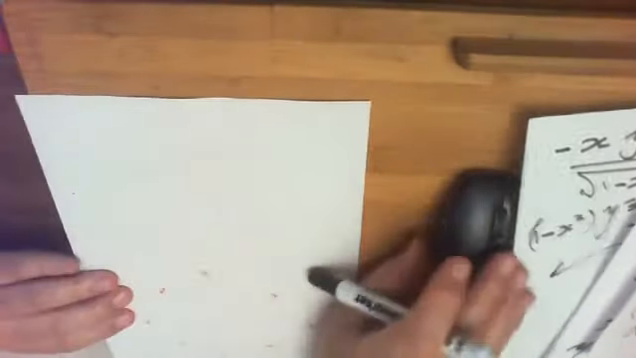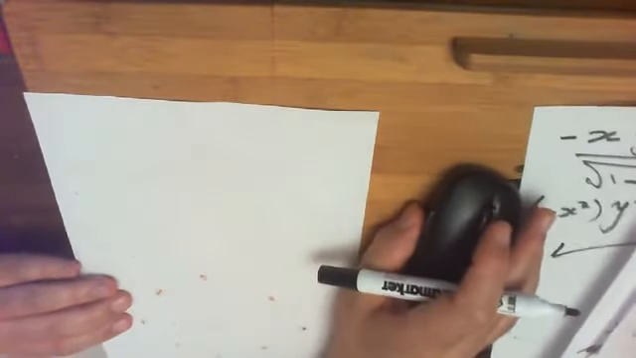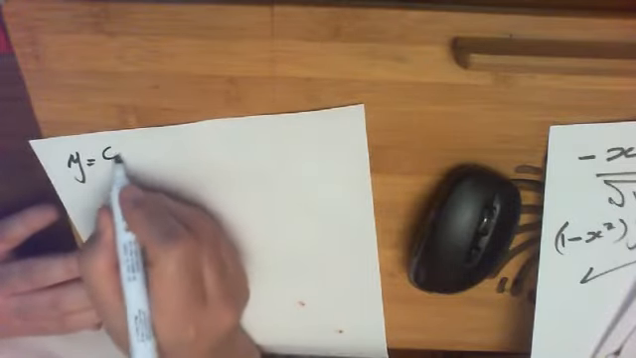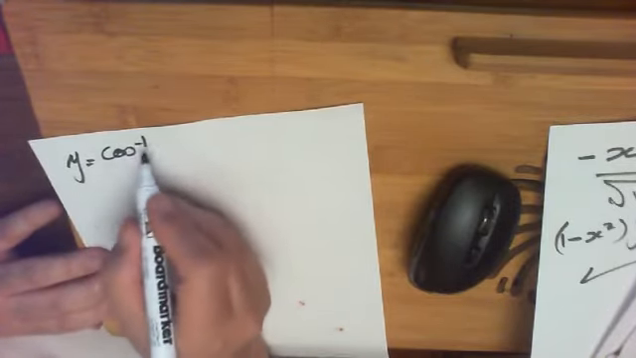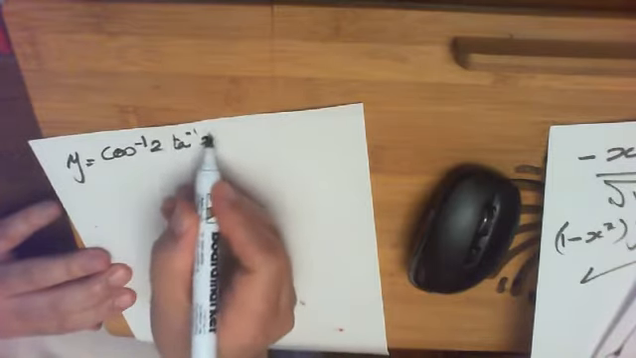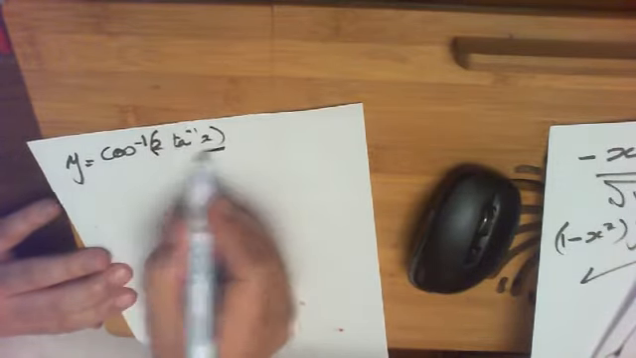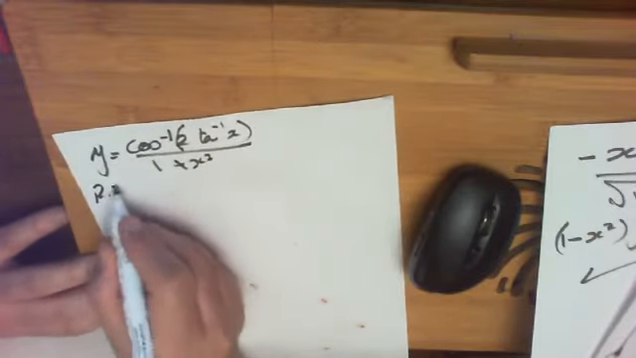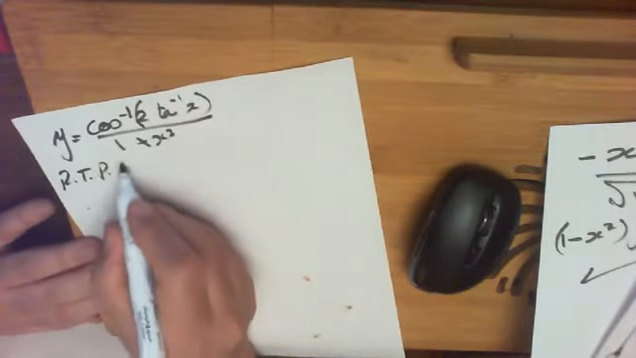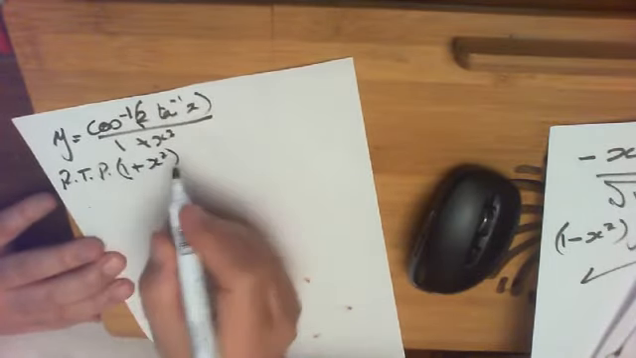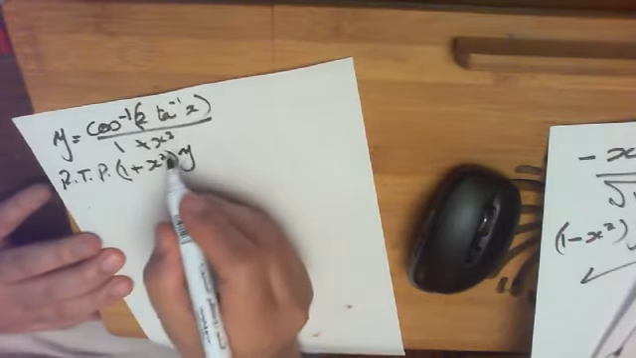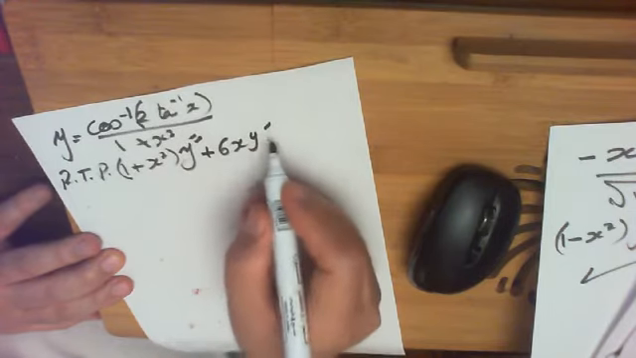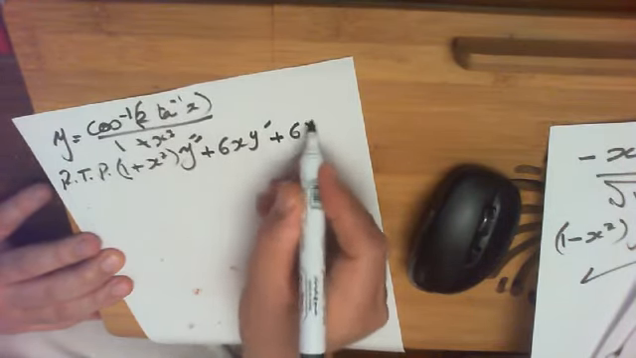Finally, we have: if y equals cosine(2 tan⁻¹x) divided by 1 plus x squared, prove that 1 plus x squared times y double dashes plus 6xy dash plus 6y equals 0.